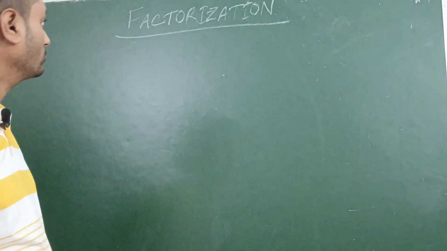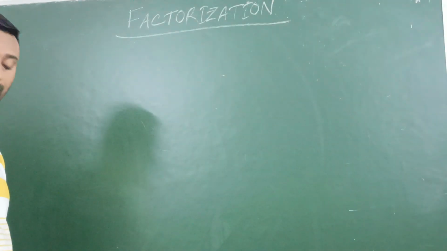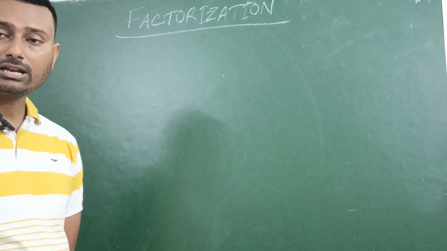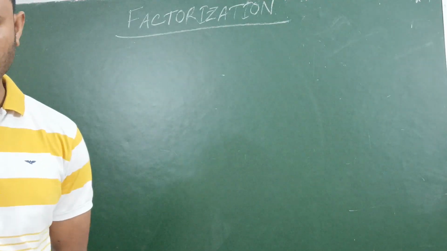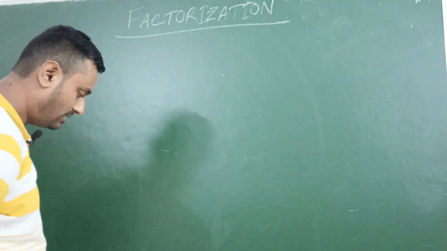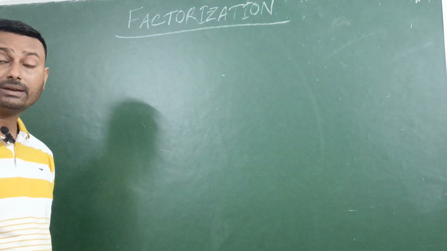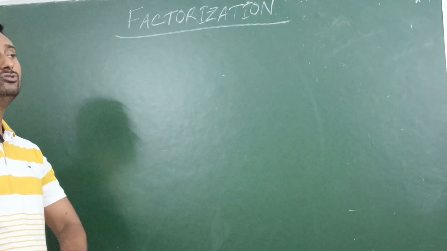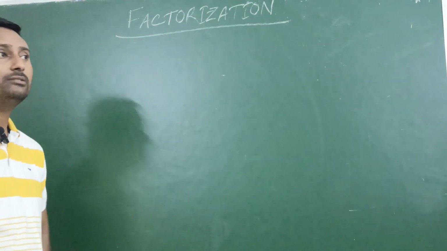So today's topic is factorization. Factorization is a very important topic in class 8. Okay, class 8 mathematics, the algebra part. Factorization is very important. You can factorize a given polynomial by using identities or using middle term splitting.